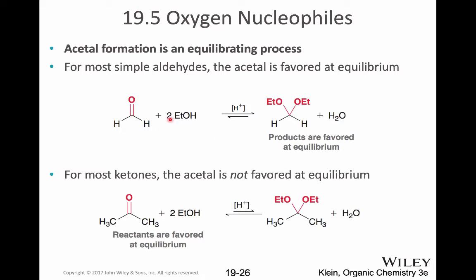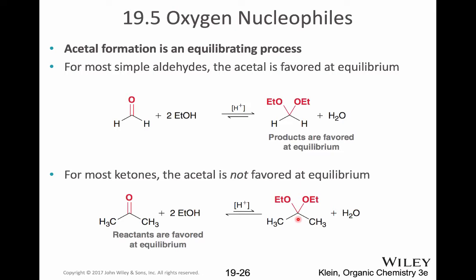Now, in general, like I said, for most simple aldehydes, the acetal can be favored. So for things like formaldehyde, if I react that with two molecules of ethanol in the presence of acid, I can get the acetal to be favored. The formation of the ketal, though, is not very favored. Again, that's because the ketone is not as reactive. Also, when you try to make this ketal here, it looks like there's a lot of stuff attached to that carbon. That's a pretty sterically hindered carbon.